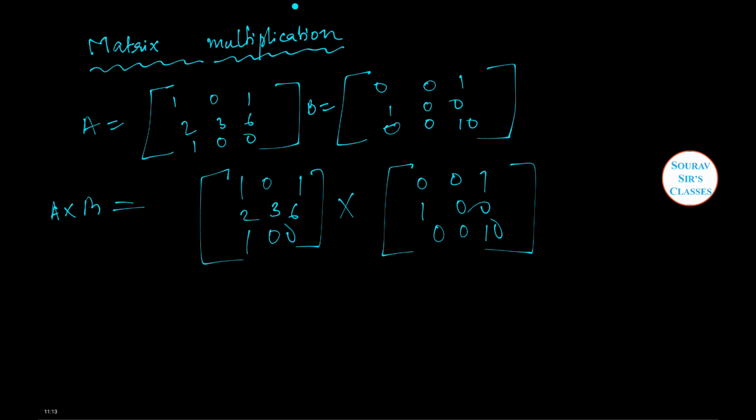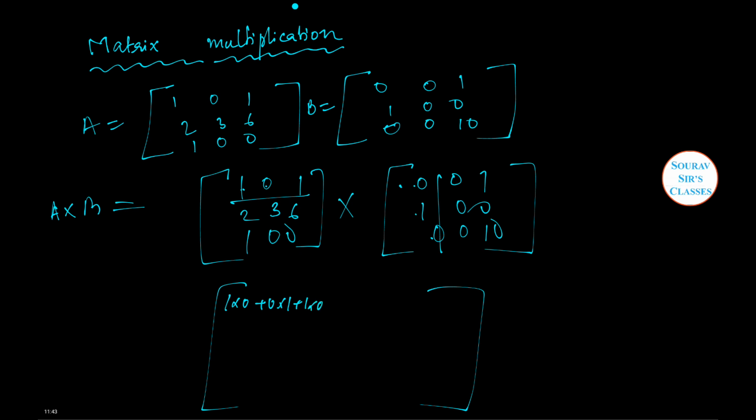What we need to do is, for the first element of the new matrix, take the first row of the first matrix and the first column of the second matrix and multiply the corresponding elements, that is 1 into 0, and add them. 1 into 0 plus 0 into 1 plus 1 into 0.